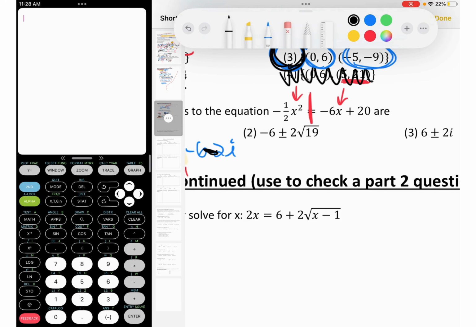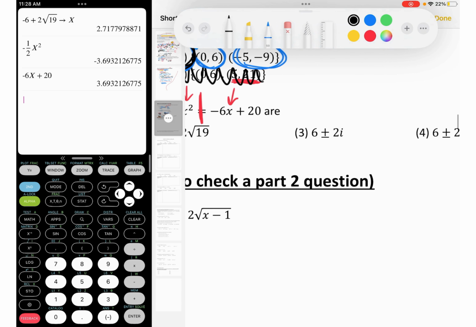So choice 2, I'm going to do -6 plus 2 square root of 19, stow x, enter. And then again, I'm going to type in the left and the right side. So -1/2 x squared. This is what I get, and I want to see if that's equal to the right side. So -6x plus 20. Of course, I cleared everything. Otherwise, I would have copied and pasted. Those are not equivalent. So I know they're close, but they are not equivalent. Sorry, just double check that I typed it in right. That one does not work either. Because the plus didn't work, I don't have to check the minus. Okay, let's try the next one.